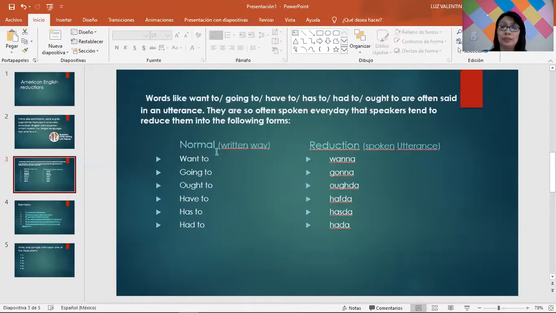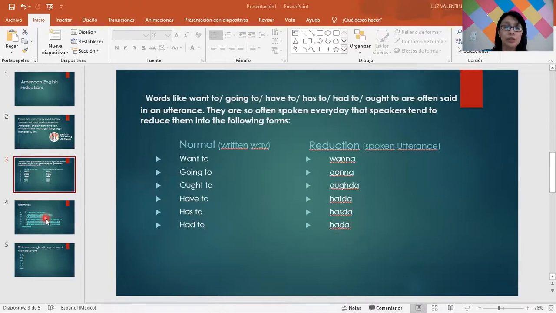Here we have the normal or written way: want to, going to, ought to, have to, has to. And this is the way we are going to use the reduction. Instead of want to, we say wanna. Instead of going to, we say gonna. Instead of ought to, we say oughta. Have to, we say hafta. Has to, we say hasta. And for had to, we say hadda.